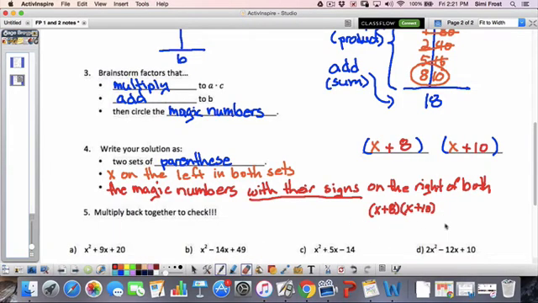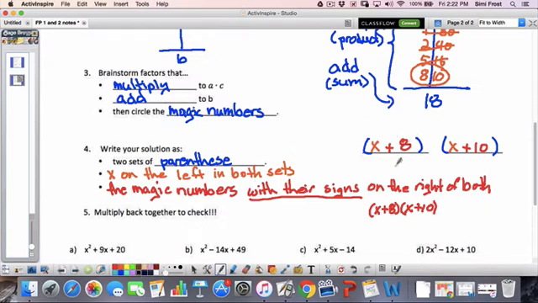And it doesn't matter which one comes first. That does not look like a 10 for some reason. Let's fix that. It doesn't matter if you have x plus 10 times x plus 8, because when we multiply, it doesn't matter which order. But you should have these two binomials together here. So last step here, multiply back together to check.